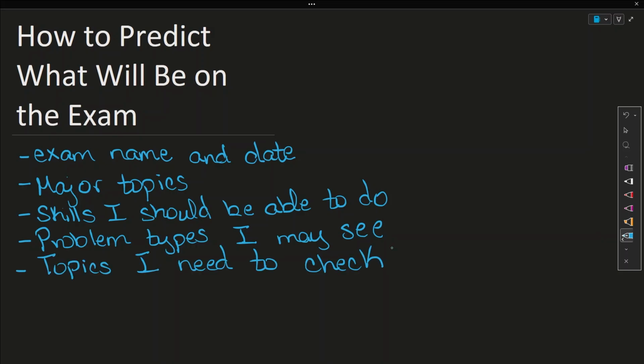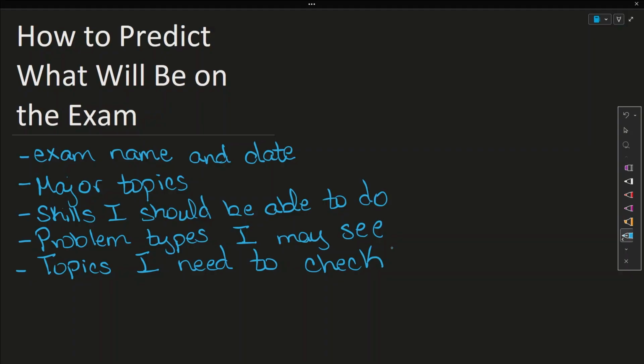The fourth section is topics I need to check. These are the skills you are unsure about or have not practiced recently. Once you have this list, compare it with the course materials. Check your study guide, homework, quizzes, notes, and announcements. Add anything you missed. Now you have a working prediction of the exam.